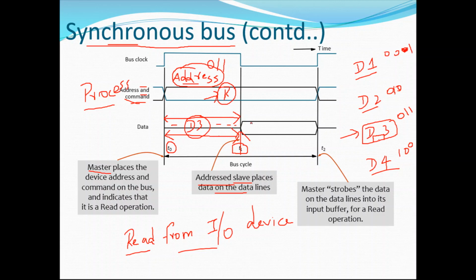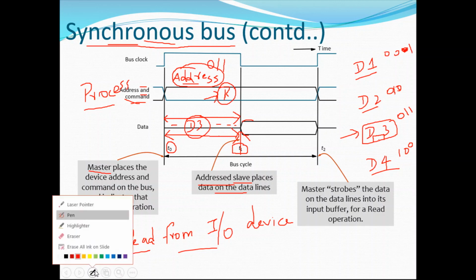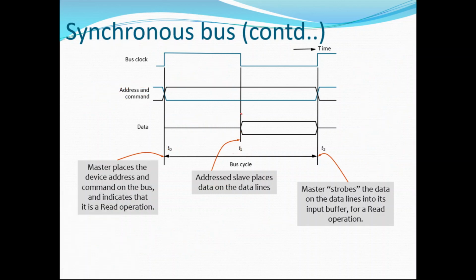So this is the crucial thing you should understand with respect to a synchronous bus. Everything is working based on this timing only. Now the addressed slave has placed the data on the data bus. Now the data is available. See, data is available at T1 itself, on the bus.